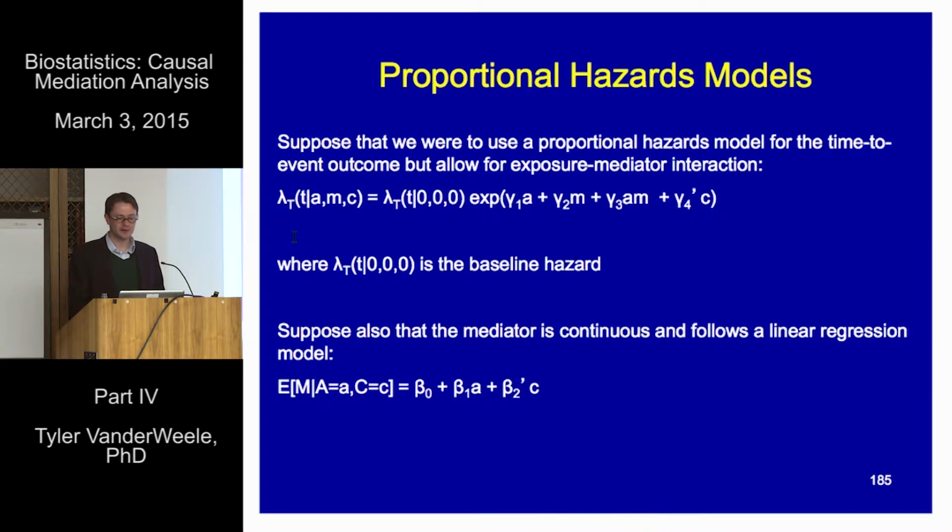Okay. So again, we'll start with proportional hazards models. The summary is this looks exactly like what we had for logistic regression. So we're going to fit a proportional hazards model. We model the hazard at time t as the baseline hazard, multiplied by e to the main effects for the exposure and the mediator. We can allow for exposure-mediator interaction and include effects for the covariates. If our mediator is continuous, we could just fit a linear regression for the mediator model.